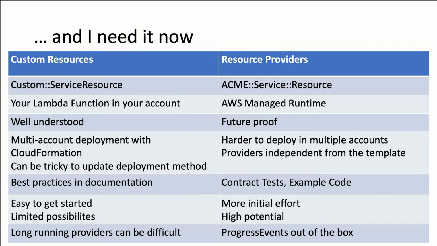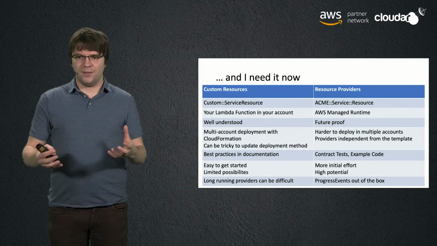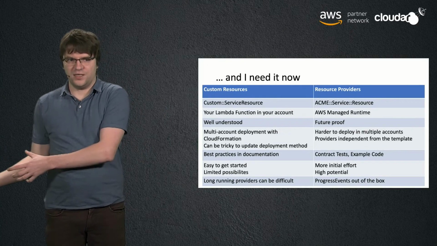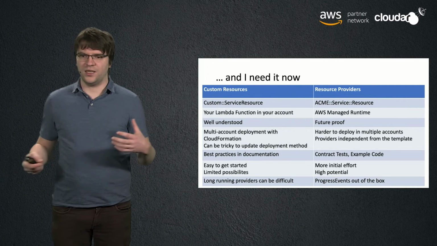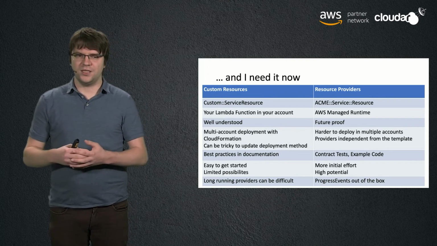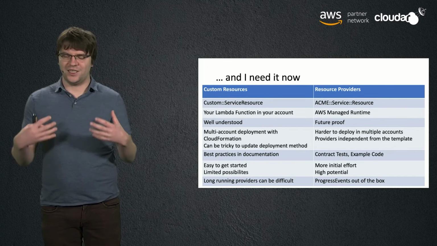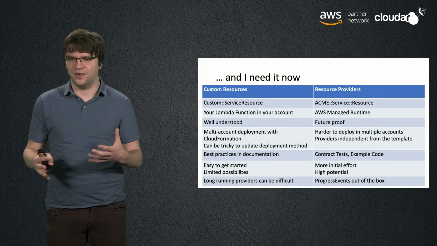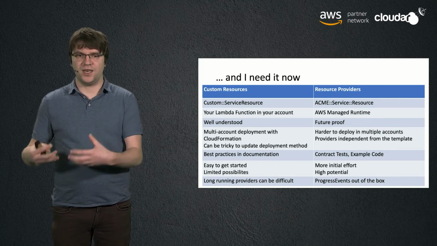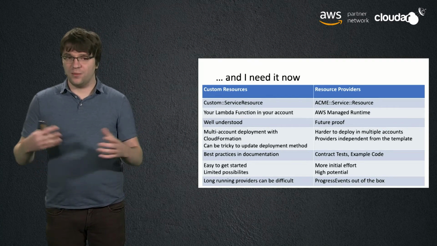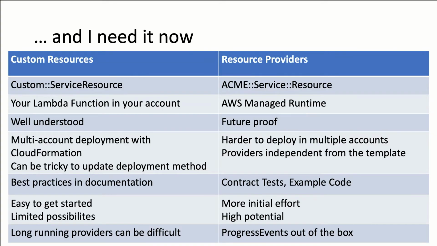That can be to fix a gap in the AWS coverage to support an AWS resource, or that can be to configure your own service. If you have a SaaS or something internal that also needs some configuration that ties in with your CloudFormation template, then you can trigger that from inside CloudFormation and have CloudFormation manage the lifecycle of that resource. So the 2 big options are custom resources and resource providers.